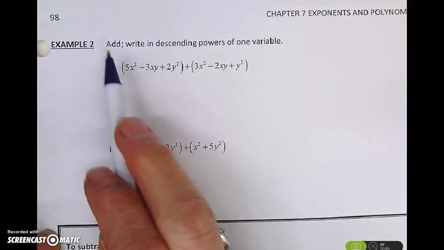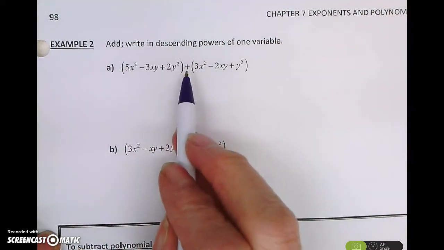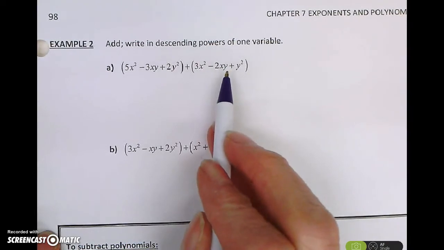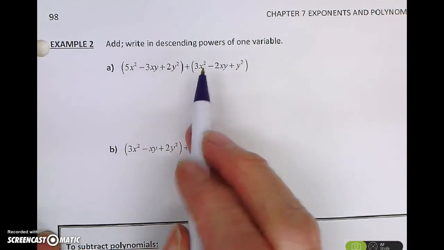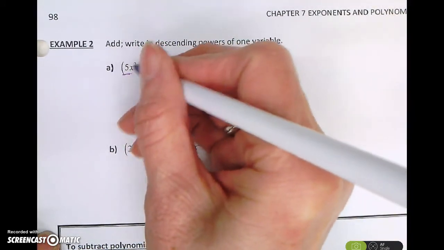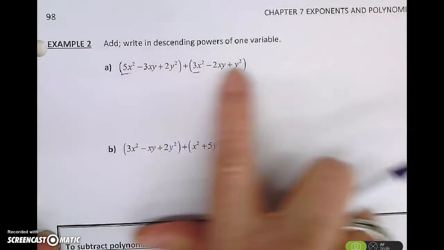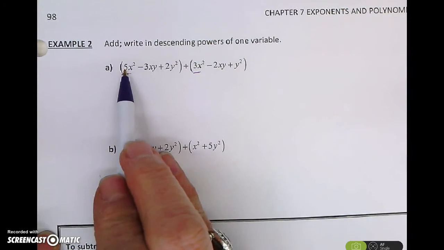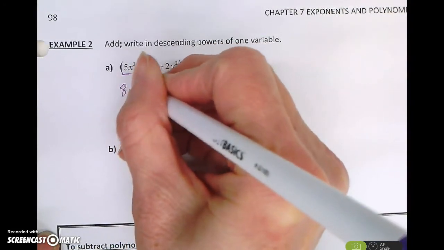So for example 2 on the next page, we're going to add this polynomial plus the second polynomial. So we're adding polynomials. And when we do, we're going to combine like terms. So here we see we have an x squared and an x squared, and there's no other ones in there. So I'm going to add them by adding their coefficients. So I have 5 plus 3 is 8x squared.